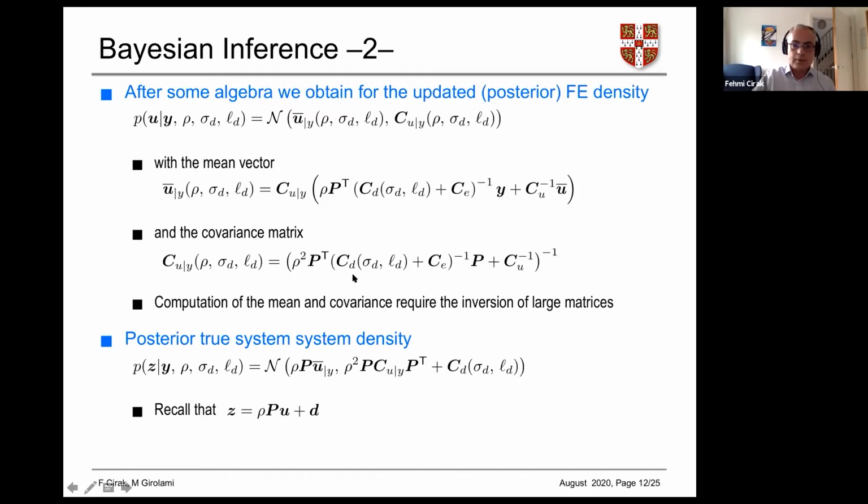The computation of this mean and covariance requires the inversion of large matrices, so there are some numerical issues which I will not discuss today. After we have the updated finite element solution, we can also compute the posterior true system density, which is shown here. It is again a normal distribution. Here we use this relationship, and you see again the same mean vector and covariance matrix as above.